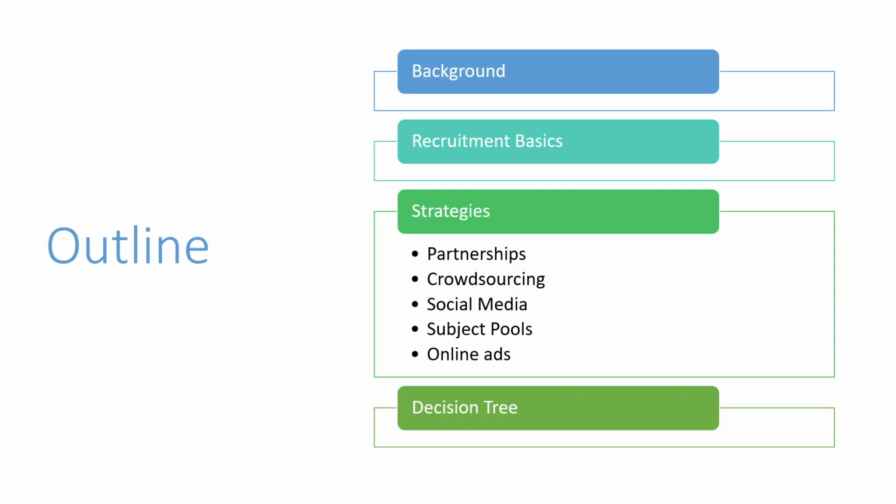On with the show. So today, I'm going to talk about, first, why are we recruiting subjects online? What are the advantages and disadvantages? Some basics of recruiting subjects. And then I'm going to talk about specific strategies: partnerships, crowdsourcing, social media, subject pools, online ads. I'm going to go through each one of these and talk about how you create a strategy for each one of them. And lastly, I'm going to show you a decision tree, how you can think about what kinds of strategies work given your budget, the number of subjects that you need, and the size of the audience you're trying to reach. So let's get started.